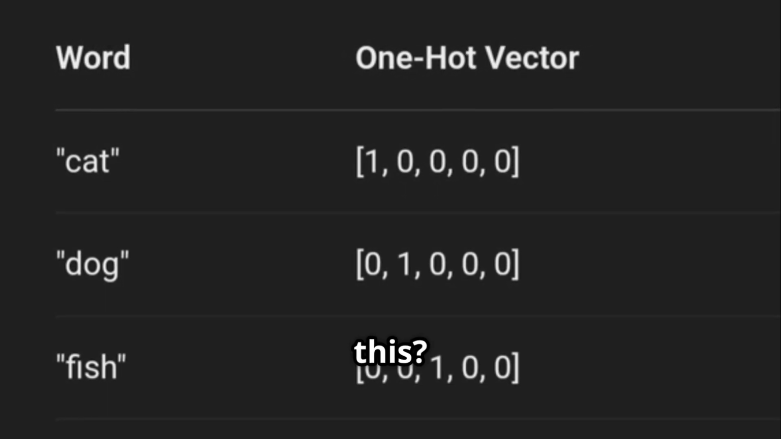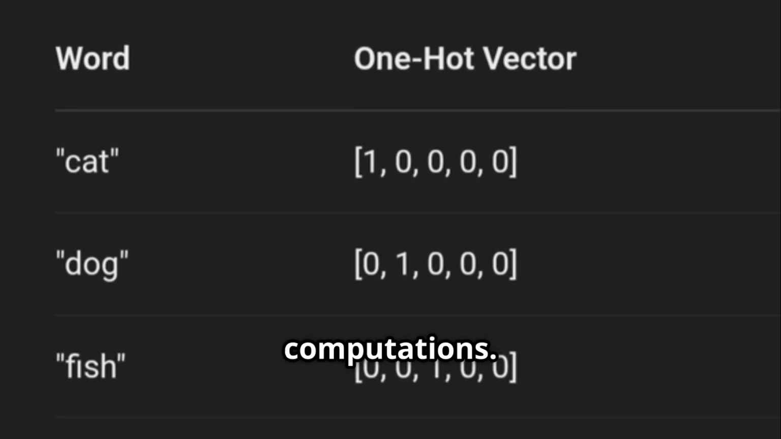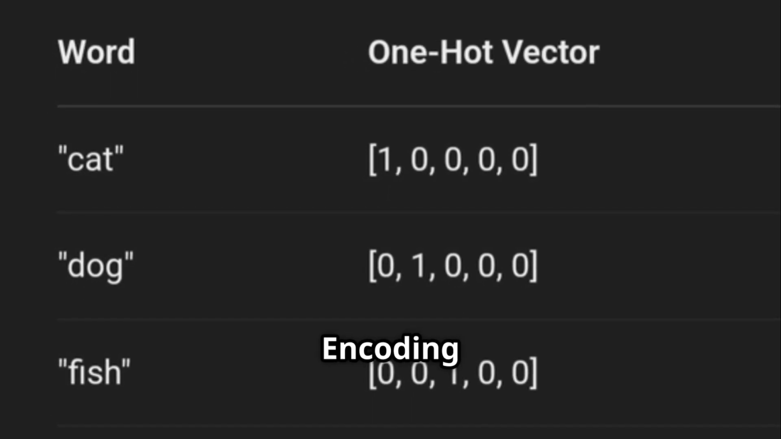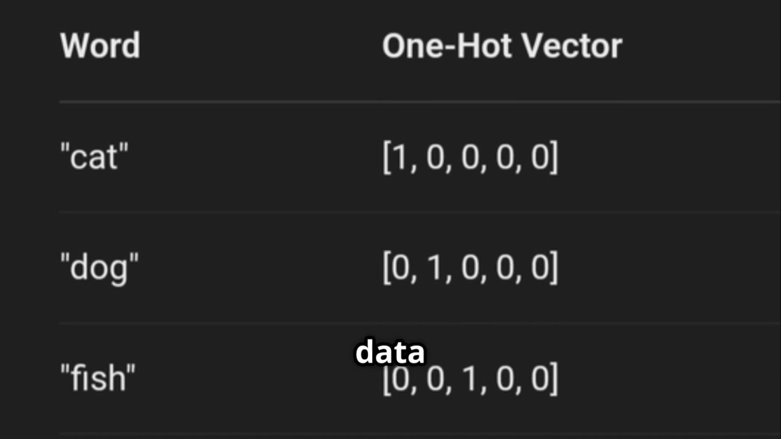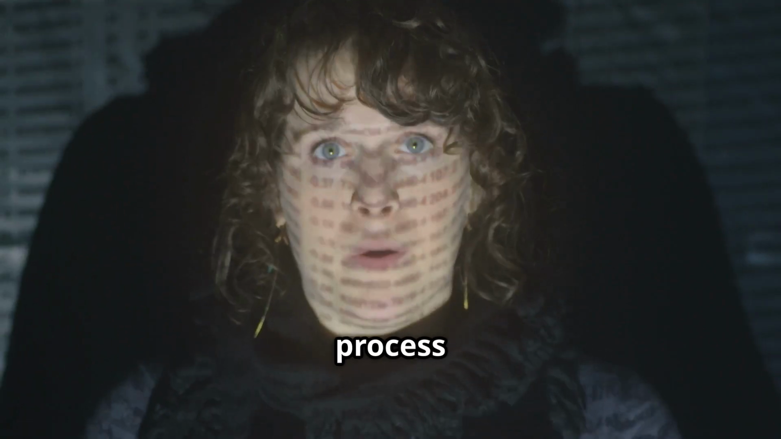But why do we need this? The primary reason is that machines need numerical data to perform computations. One-hot encoding transforms categorical data into a numerical format, making it easier for algorithms to process and learn from the data.